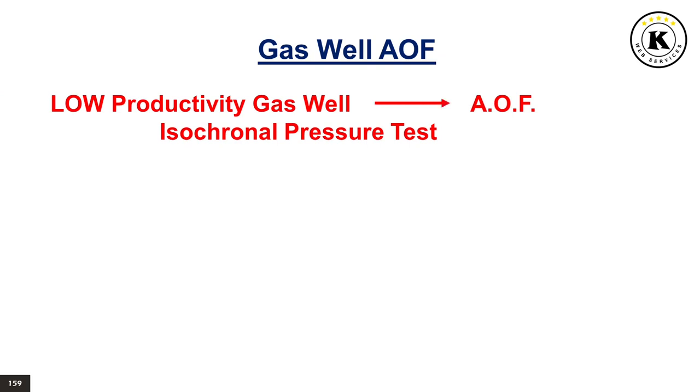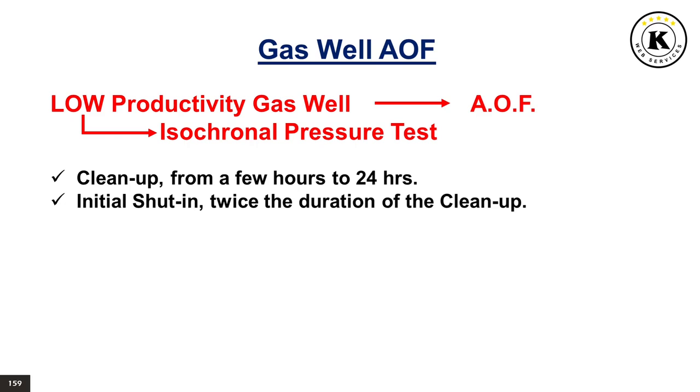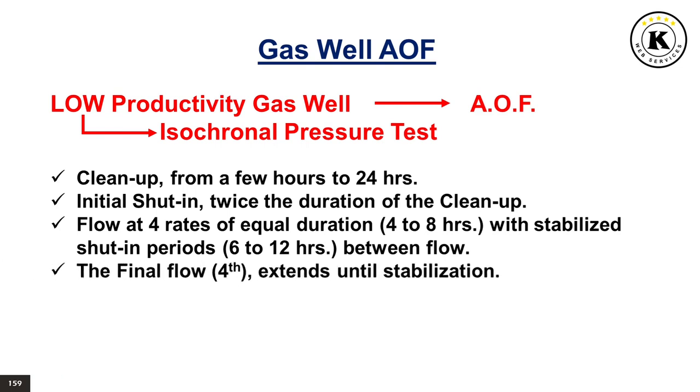For a low productivity gas well, we normally perform isochronal pressure test. A cleanup, from few hours up to 24 hours. An initial shut-in period, twice the duration of the cleanup period. A main flow period at 4 different rates, from 4 to 8 hours duration on each choke, with stabilized shut-in periods 6 to 12 hours between flow. The final, 4th flow period, extends until stabilization. A final shut-in period, from 34 to 72 hours.